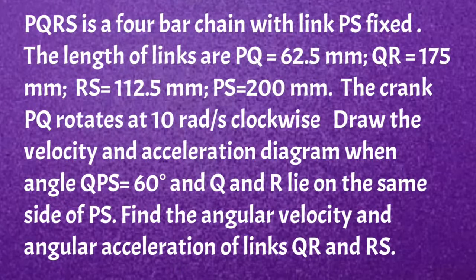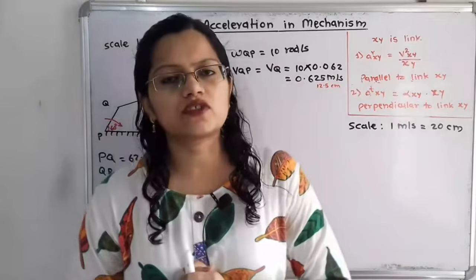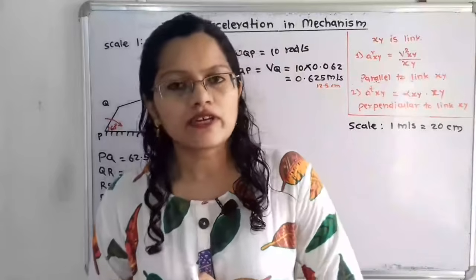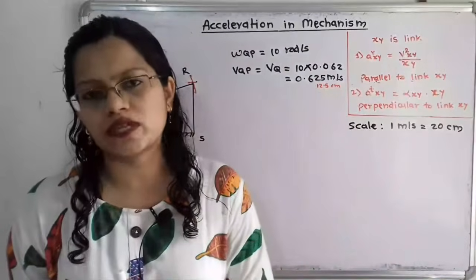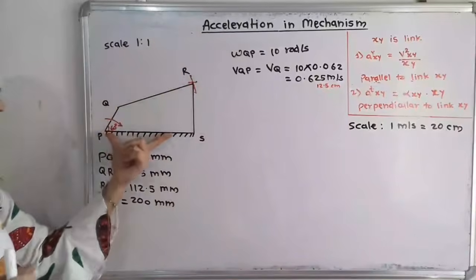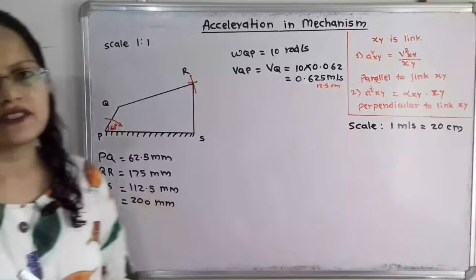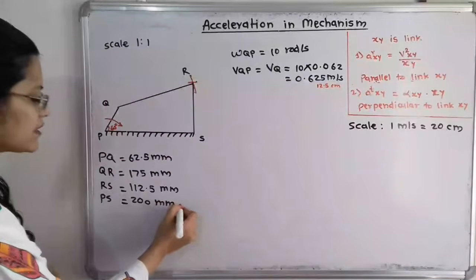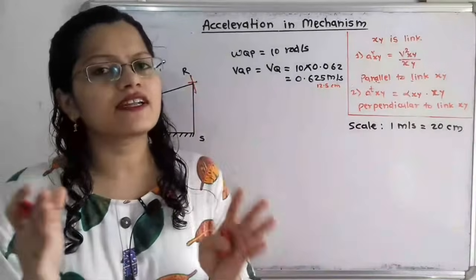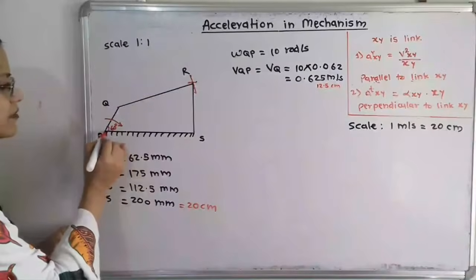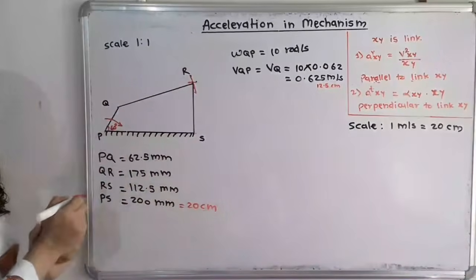As per the given data, we first have to draw the space diagram. Here the link PS is fixed and we have to consider a suitable scale. The fixed link PS is 200 mm, so we can say that 200 mm is equal to 20 cm. Here we will use scale 1:1, that means we will take PS equal to 20 cm.